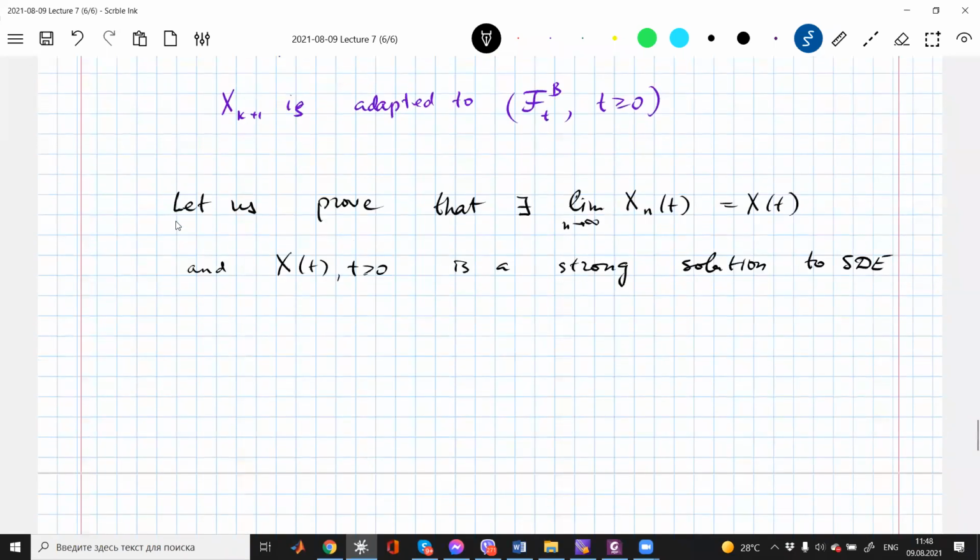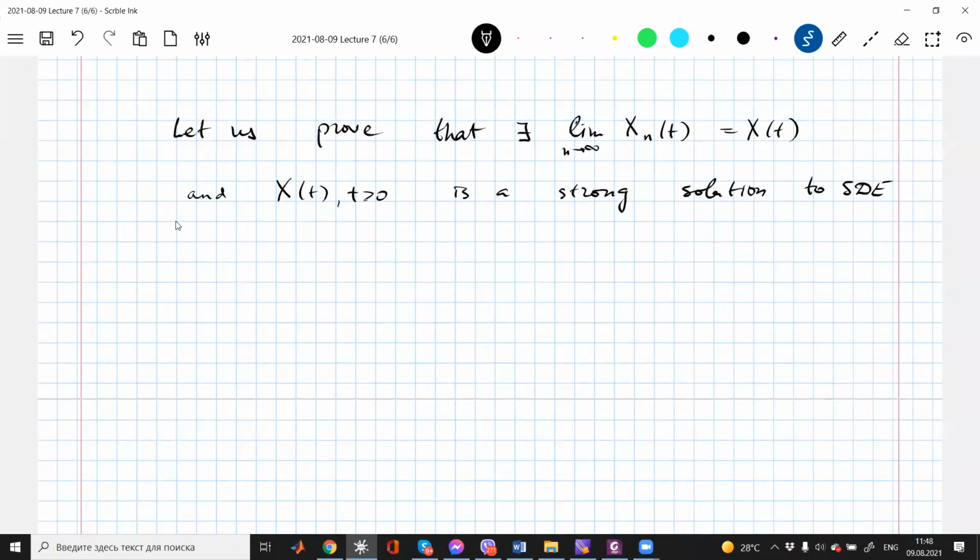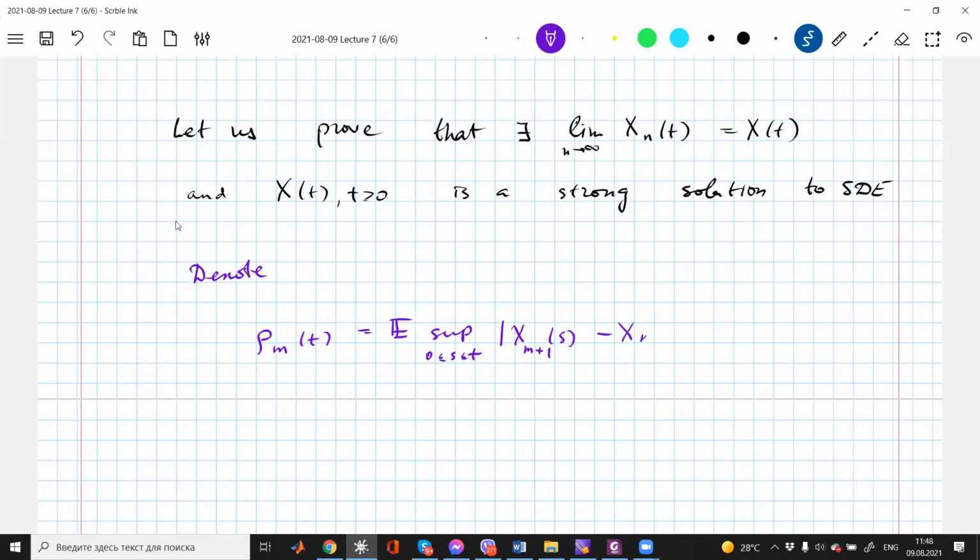So how will we do this? Let us denote by rho with index m from t the expectation of the supremum from 0 to S, so from 0 to t, of X from S, here m plus 1, minus X m from S, to the square.